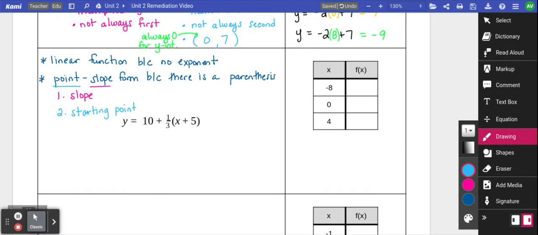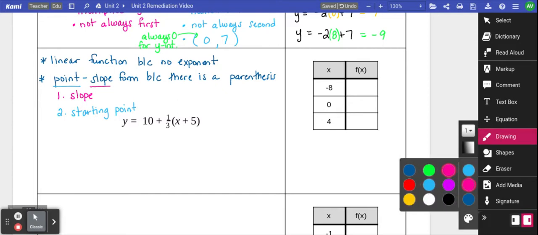Now, just like in our first example, the starting point is going to be an ordered pair where we start on the graph. It's just that this time your starting point will not be on the y-axis. It will not be the y-intercept. So in this equation, you're going to find the slope by looking at the number that is right outside of the parentheses. This is going to be the slope. This is going to be the number that is multiplied by the parentheses.